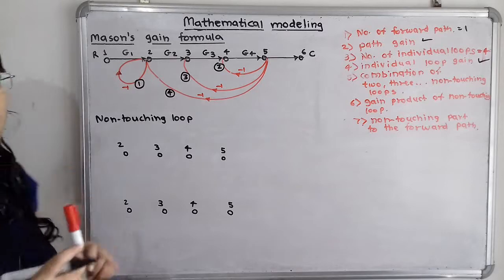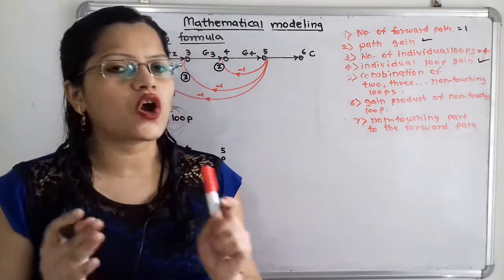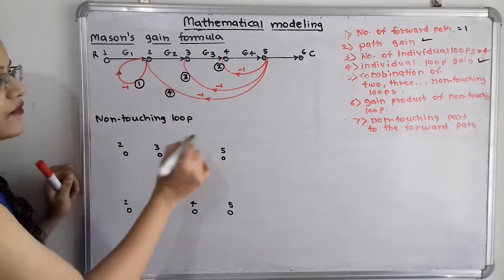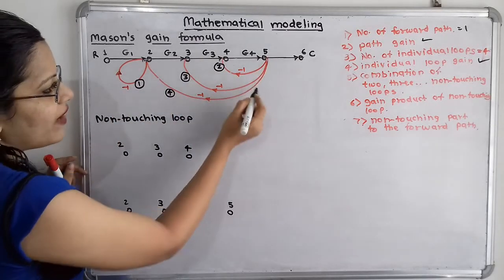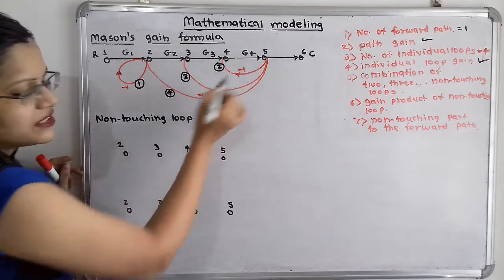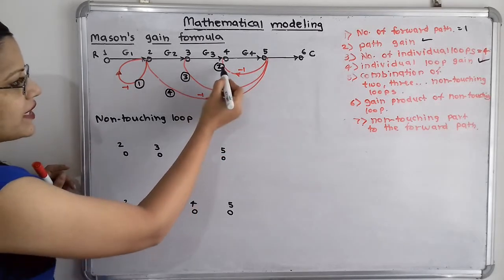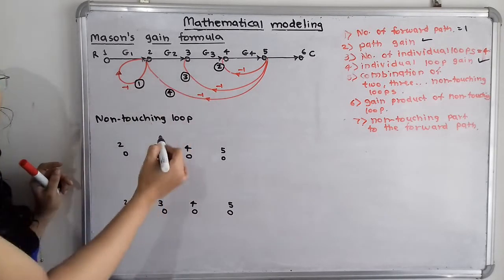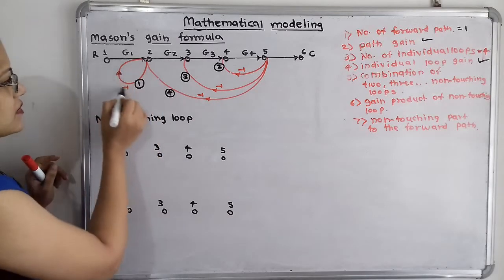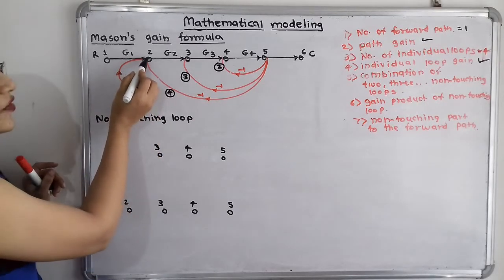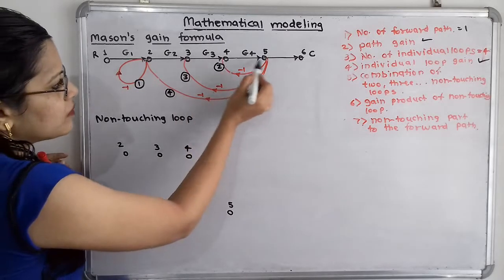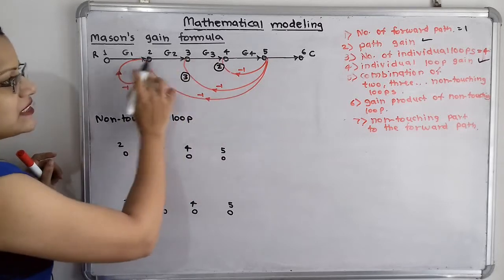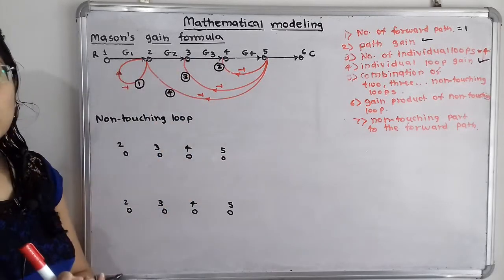Now we have to find out the possible combination of non-touching loops. That means these loops should not touch each other. Now if we observe at this node 5, these 3 loops are touching each other. So there is no possible combination in between 2 to 3 or 2 to 4. Now if we observe, this is the loop 1 at node 2 and the loop 2 at node 4 and 5. So these loops are non-touching loops. So this is the one combination of 2 non-touching loops.